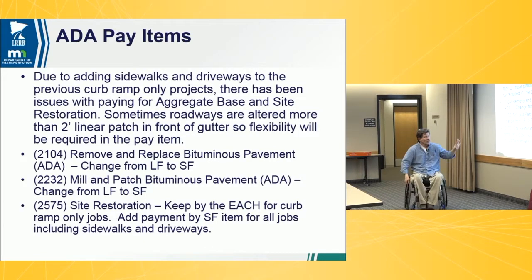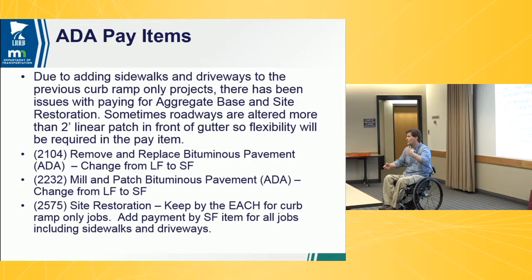But also, site restoration was confusing. It worked great at 1 each per corner, but where does the each end and the square footage start for sidewalk? So we kept the each for curb ramps only. When you're doing curb ramps and sidewalks, use square foot for all of it. Our linear patch used to be linear, the length of the curb by 2 feet, but now we have variable width patching, so it's square foot. So we should be able to figure that out.